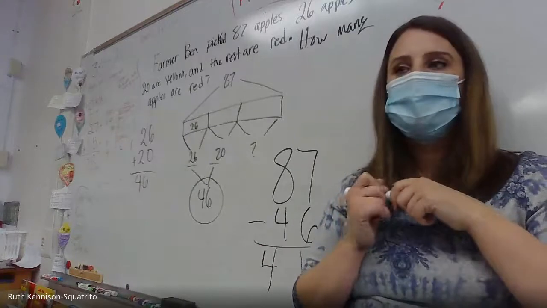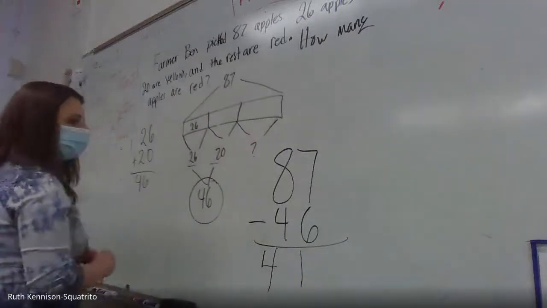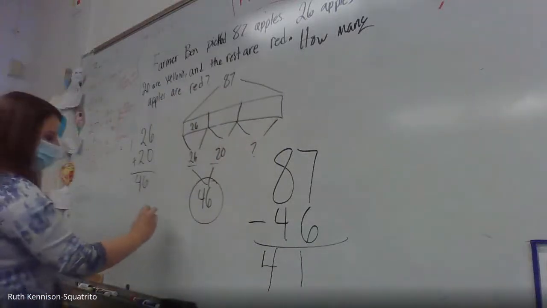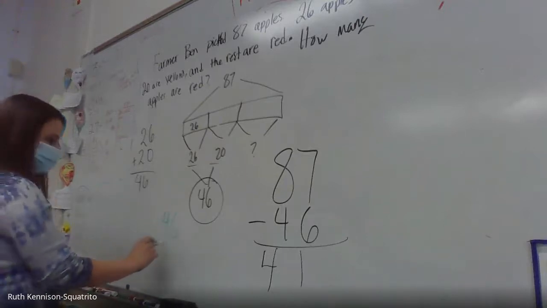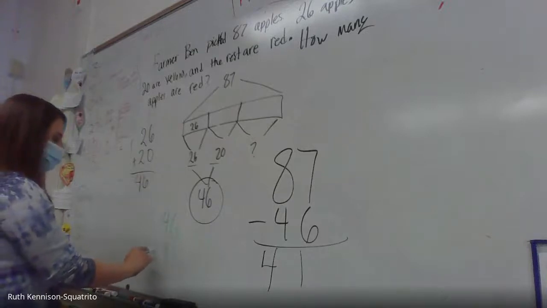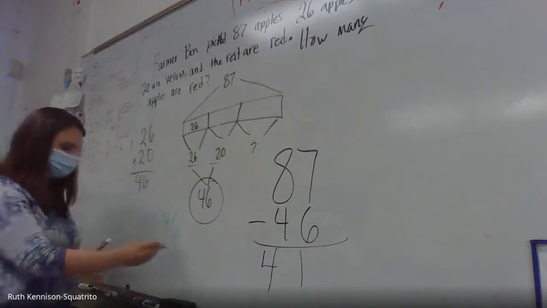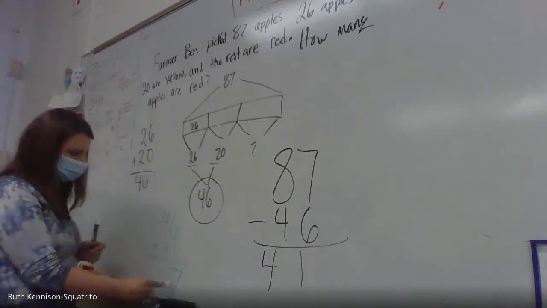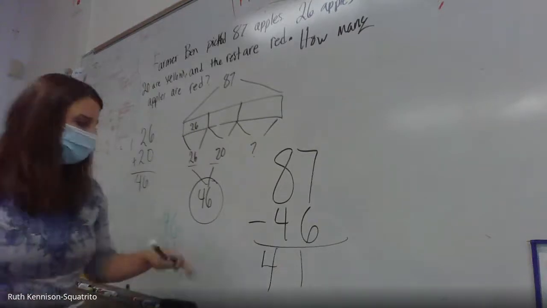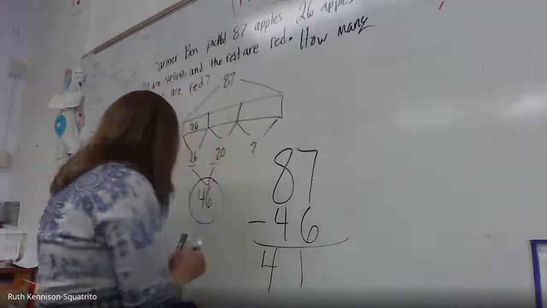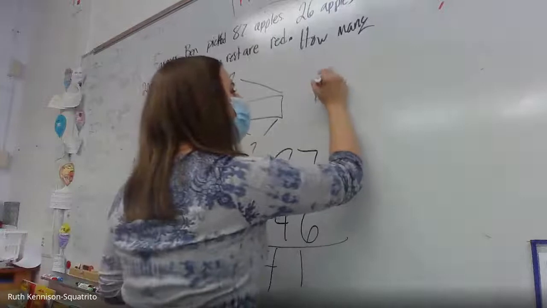41. Now, Troy wanted to check his work. So I'm going to take my 46 apples that were yellow and green, and the 41 apples that were red, and add those together to see if I get 87, which is my total. 6 plus 1 is 7. 4 plus 4, as we just discussed, is 8. So you know you're correct. Then we would finish by answering with words: 41 apples are red.